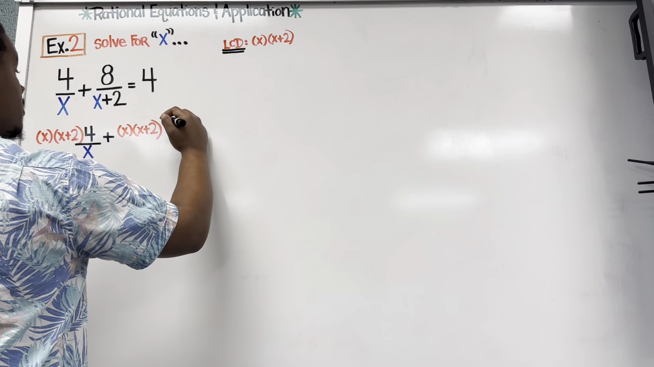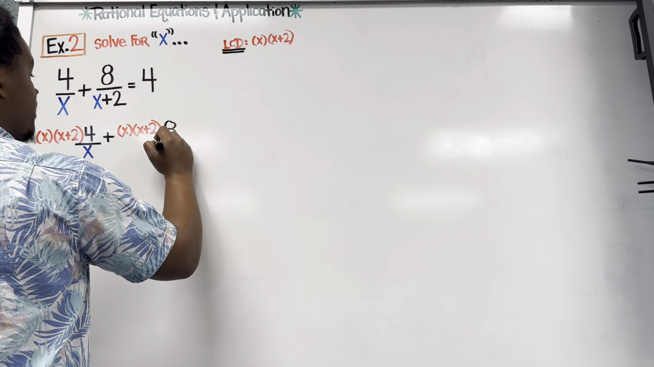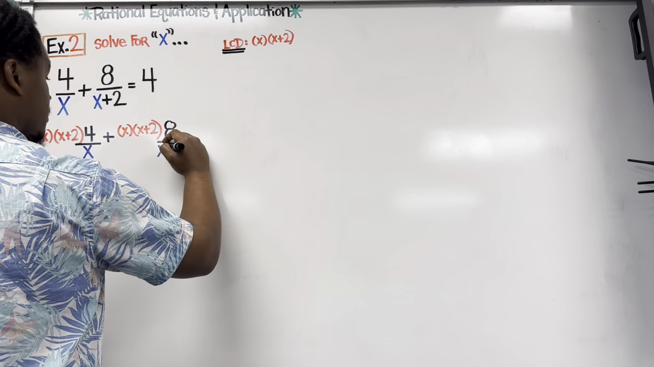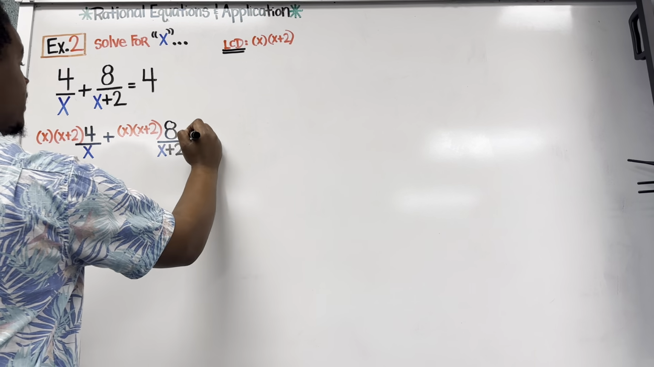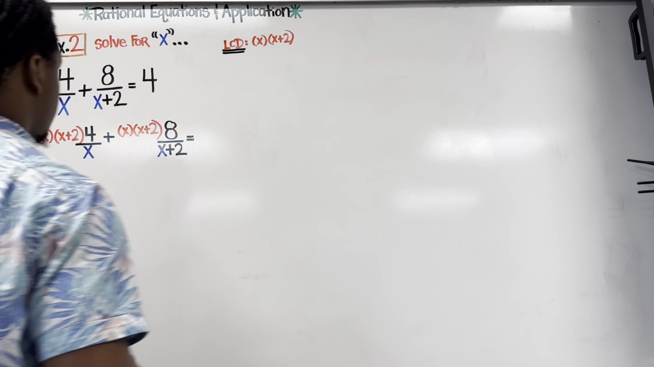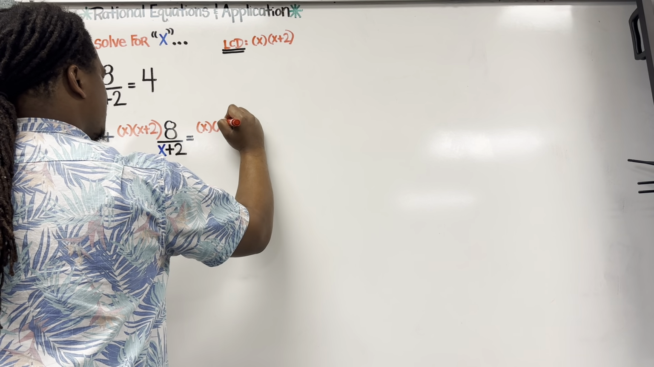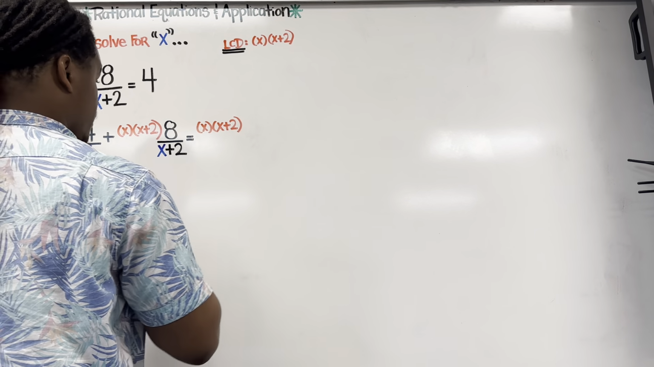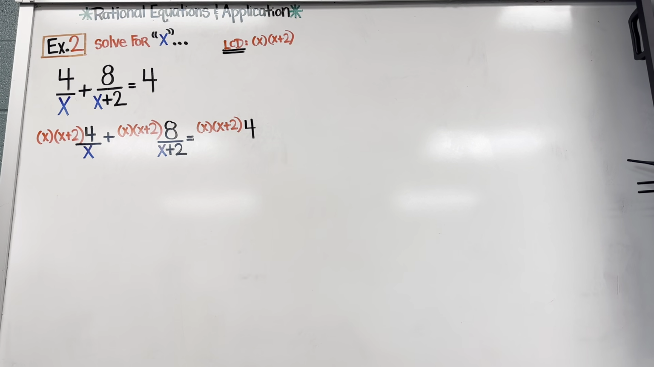So it's going to be parentheses x times parentheses x plus 2 times 8 over x plus 2, equals, and the same thing for the answer. We have to multiply the answer by the LCD. Equals parentheses x times parentheses x plus 2 times the answer of 4. So that's what we should have, guys.